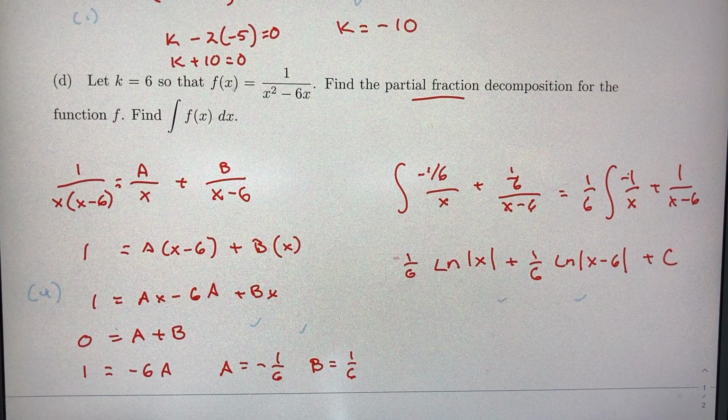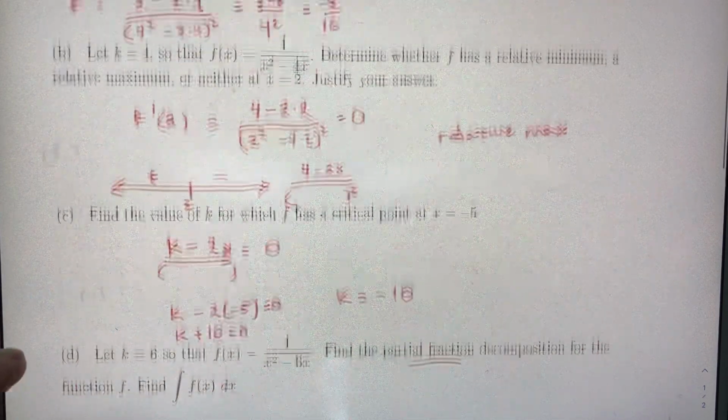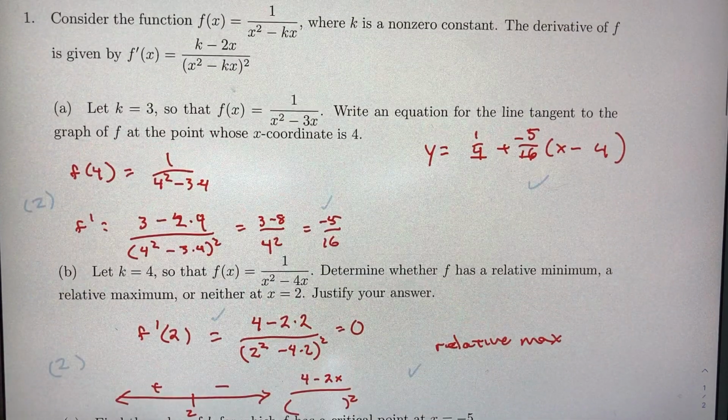Plus C. Okay, point 5. Oh, I completely forgot a negative. Hold on a second. Negative 1/6 on the first one. All right, now point 5. Okay, 2 points for this, which is throwing points at it. 1 point for the slope, 1 point for the equation.